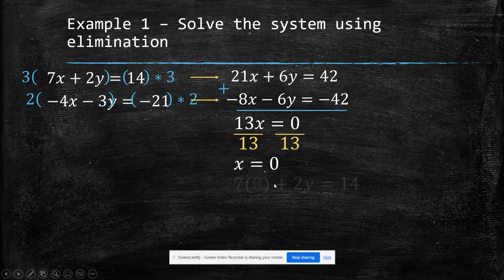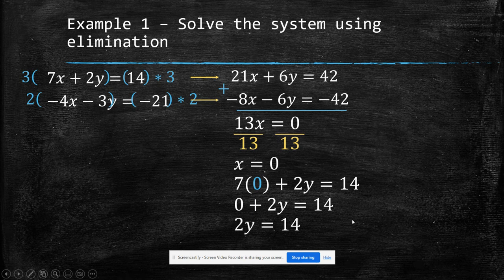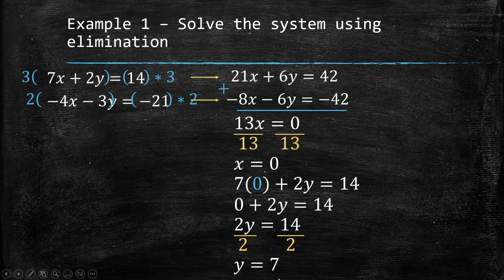Okay, so once I have my x, I just resubstitute that value for x into one of the original equations that we had. I chose the first one. 7 times 0 is just 0, so I'm left with 2y equals 14. Of course, 2y equals 14, so y is equal to 7. So my ordered pair solution to this linear system would be the point (0, 7). Okay, so again, when using elimination, we might have to multiply both equations in that system by something.